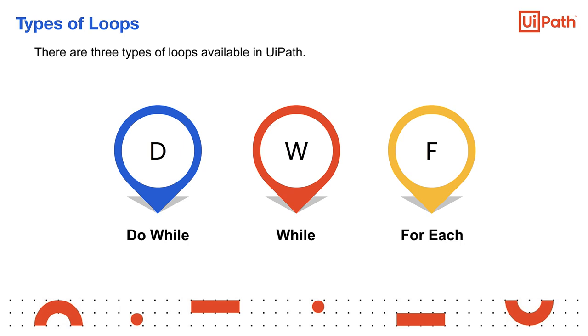There are 3 types of loops in UiPath: do-while, while, and for-each. Do-while executes the contained activities first and then checks if the condition is true. This also means that a do-while loop will be executed at least once, even if the condition is not true.